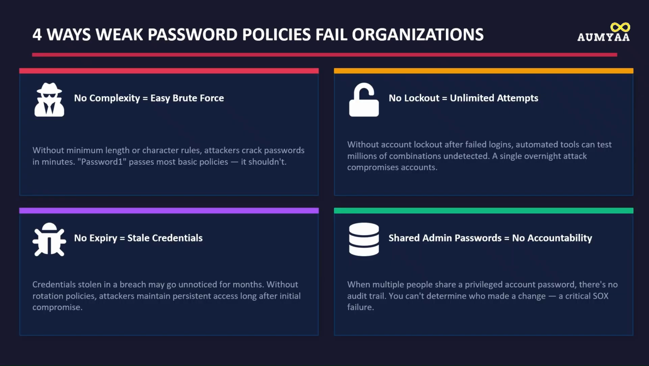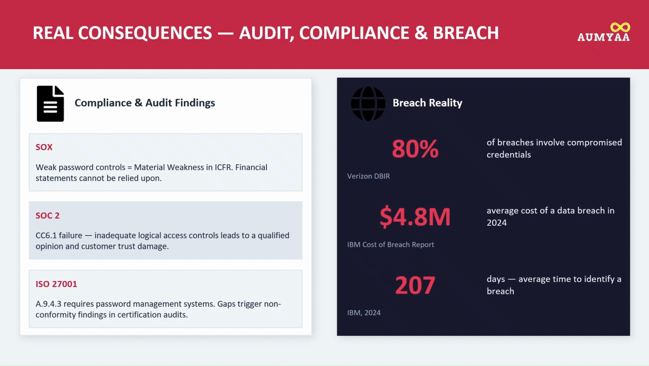Now let's see four ways weak password policies can fail in organizations. First, no complexity rules means attackers can brute force accounts in minutes. Second, no lockout policy means automated tools can try unlimited combinations overnight completely undetected. Third, passwords that never expire means stolen credentials stay valid for months. And fourth, when teams share admin passwords, there is no audit trail. You simply can't tell who did what. These aren't just theoretical risks.